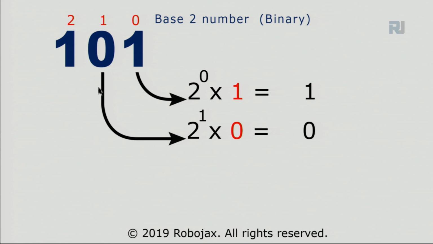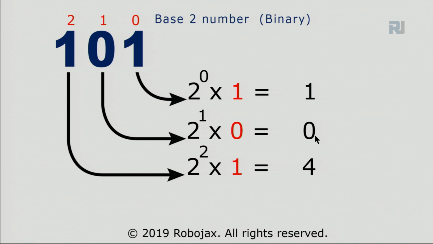And then here, base 2 to the power of the position 1, that is 2 to the power 1, is 2, multiplied by 0, the value is 0. And here the position is 2, so base 2 to the power of the position 2. Pay attention, this is 2 to the power 0, 2 to the power 1, 2 to the power 2, multiplied by 1, this is 4. If we add them all, we are getting 5. So this is actually 5 in decimal.